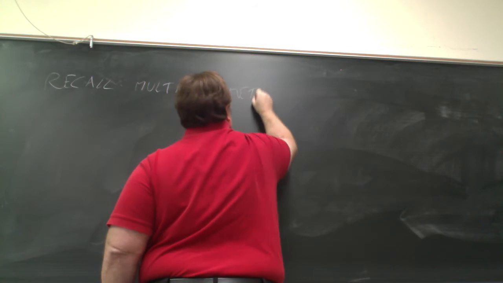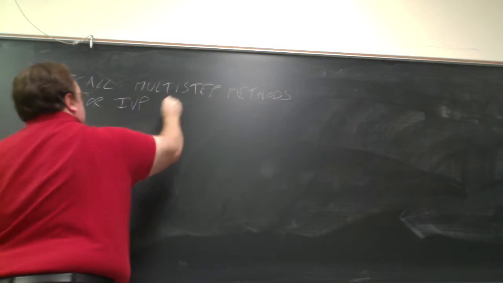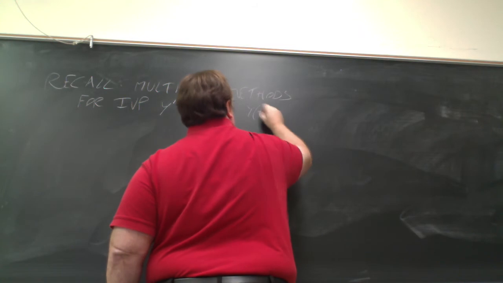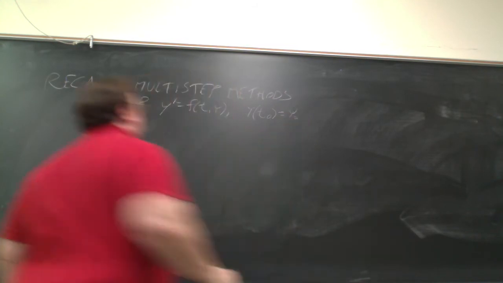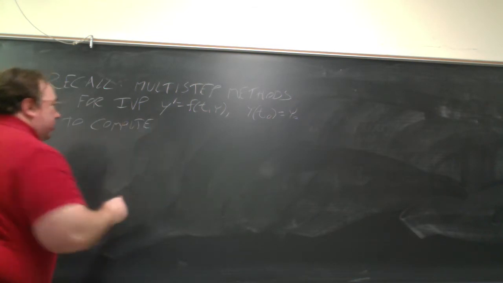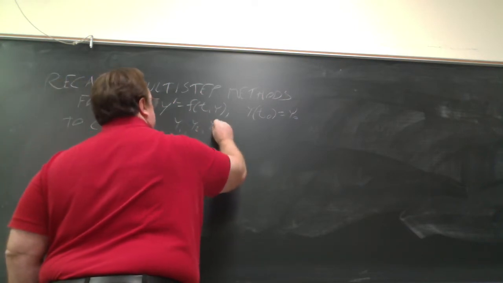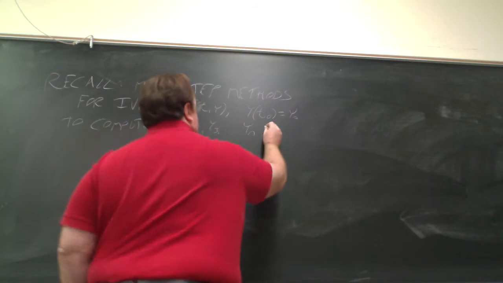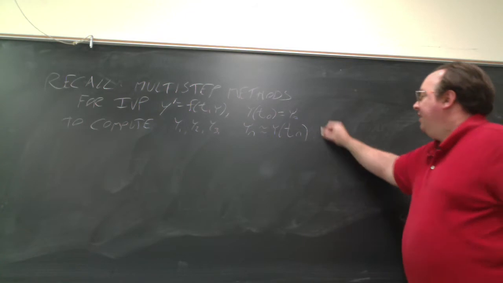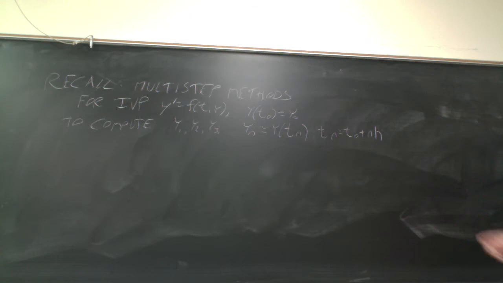Multi-step methods for the initial value problem y prime is f of t, y, and y at the initial time is equal to y naught. And any of these time-stepping methods that we see, one-step or multi-step, will compute solution values y_n, which is an approximation of the exact solution at time t_n, and t_n is equal to the initial time plus a multiple of h. h is the time step.